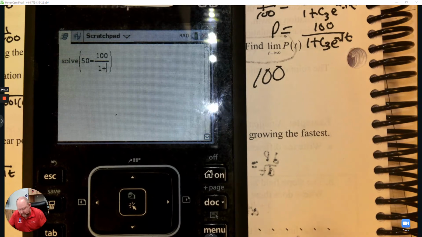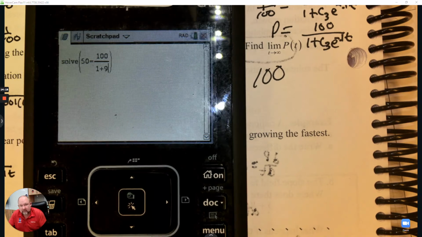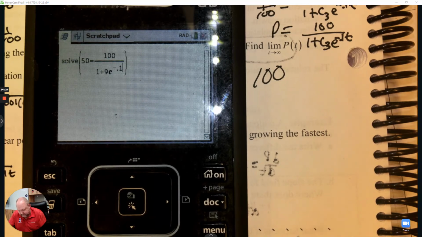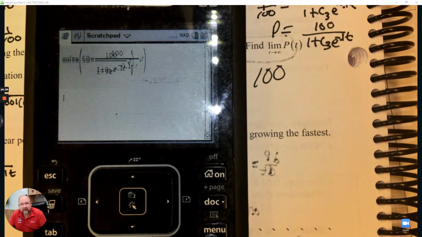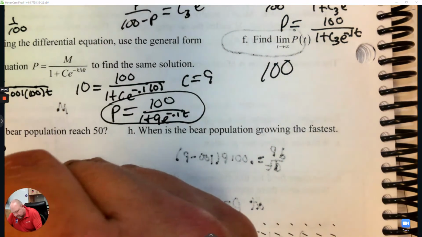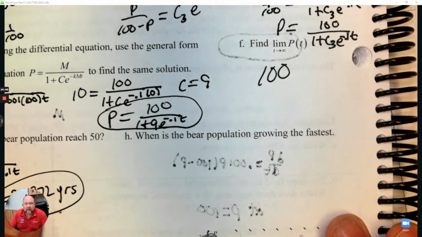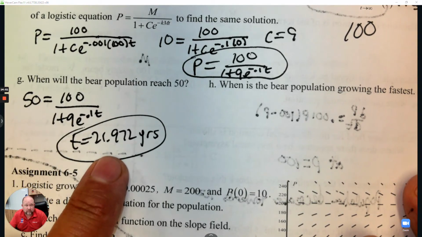100 over 1 plus 9. It's E, not the letter E, the number E. That's on the left. And then it's negative 0.1 t. Make sure I typed it in right. And then go comma t, move the cursor, go comma t, and then solve it. 21.972. So in almost 22 years, the bear population will reach 50. Pretty slow, right, for that?